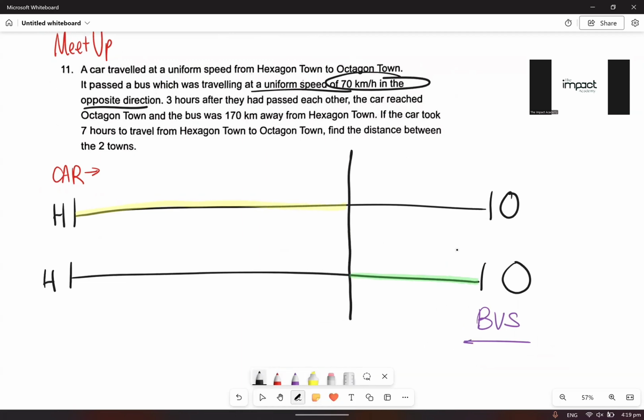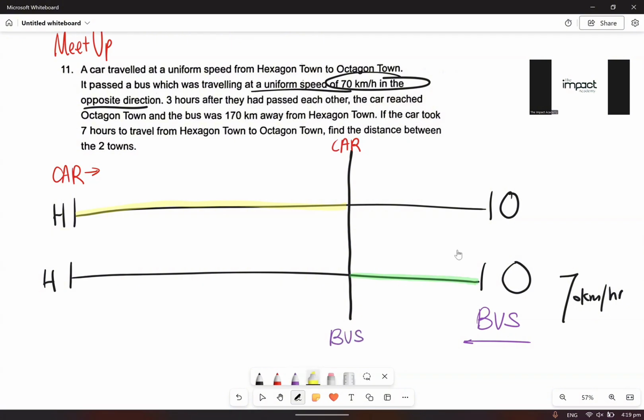We know that the bus is 70 kilometers per hour. Is this something that you can understand? So when the car is already here, the bus is here and they say hello. You know how buses sometimes wind down the window and say hi? All right, so this is what happens.